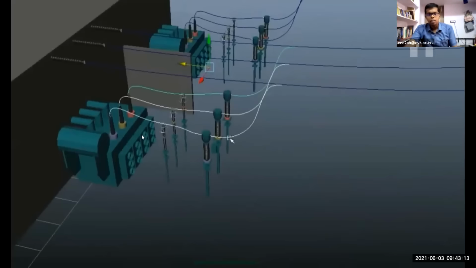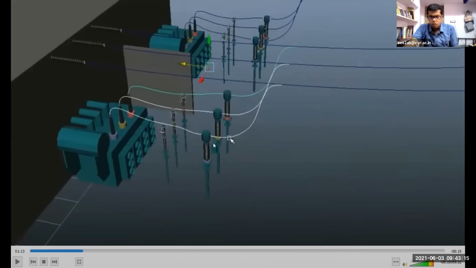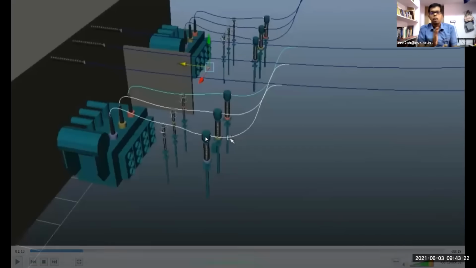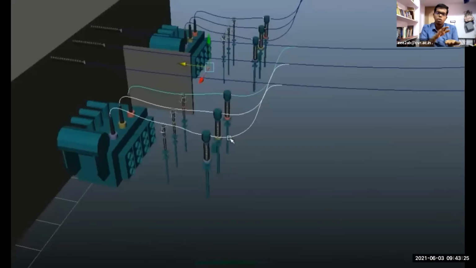So here you are seeing this is the insulator. The insulator is just for the wire that is flowing. You want some stay between that transformer and the transmission line, so some insulator is being inserted.